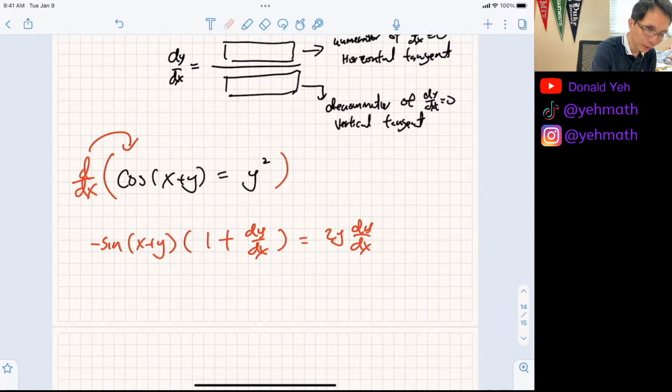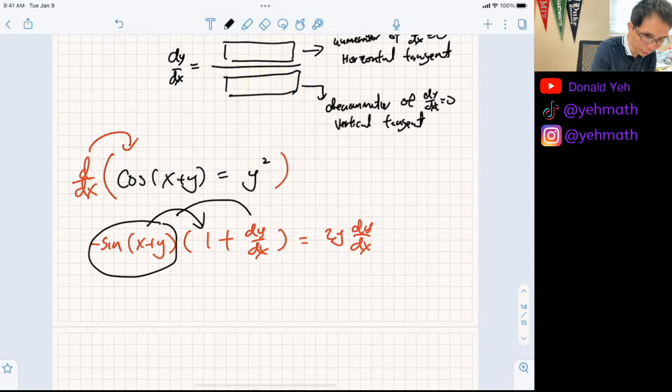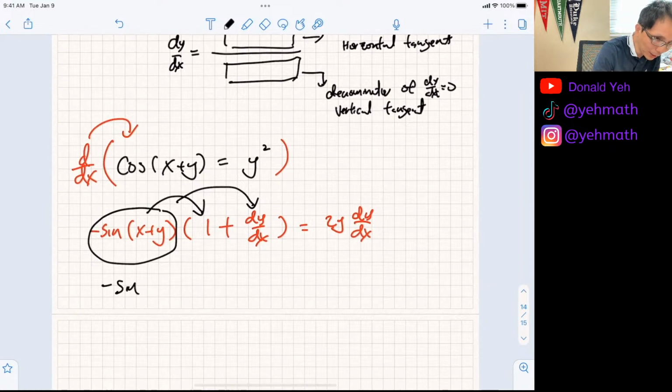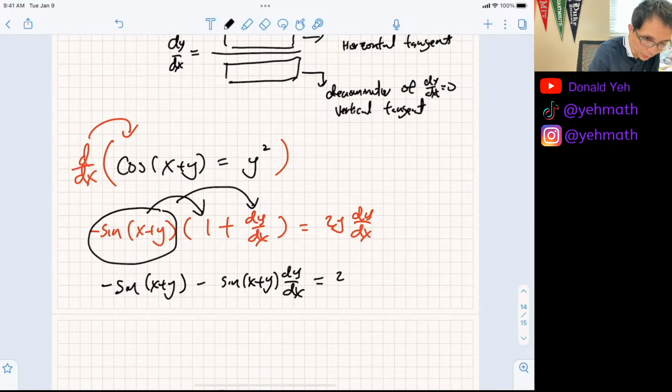Okay, yeah. Now, what happened here is I'm going to distribute here. Why do I distribute? Because I can't do anything else. The dy dx is inside the parentheses. I have to distribute it in. So I'm going to get minus sine of x plus y, minus sine of x plus y dy dx equal to 2y dy dx.